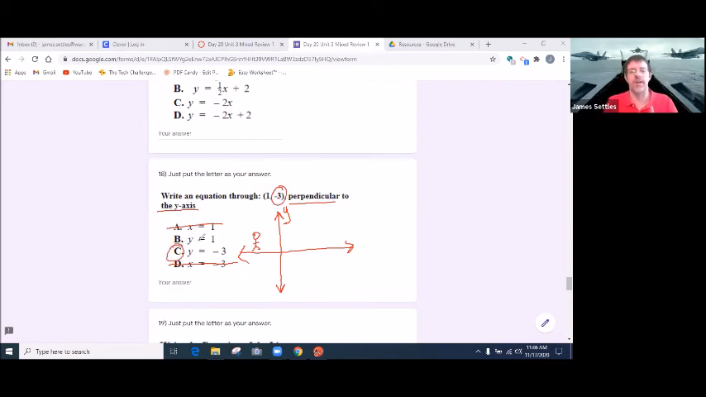Now, I want to tell you one other thing. When you see questions like this, you know that the y has to connect to the y coordinate. You could immediately get rid of B because the y equals doesn't connect to the y coordinate.